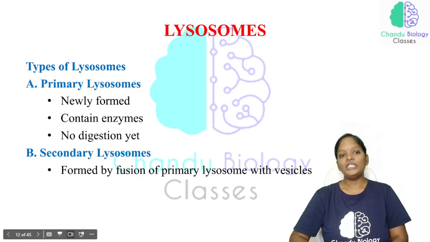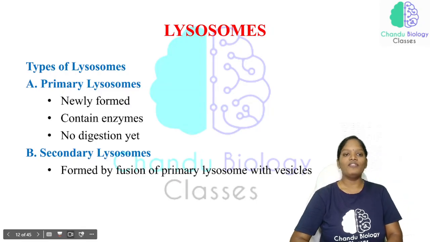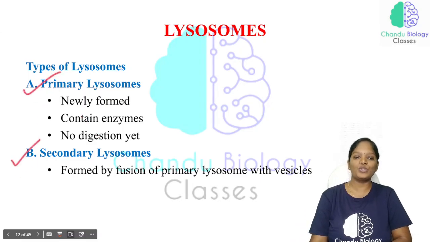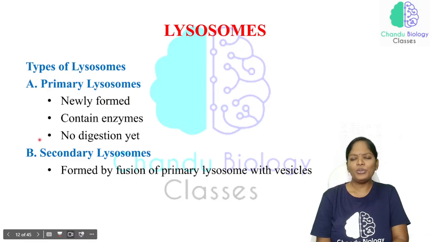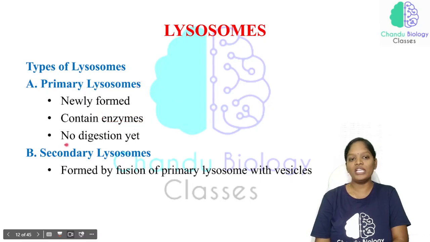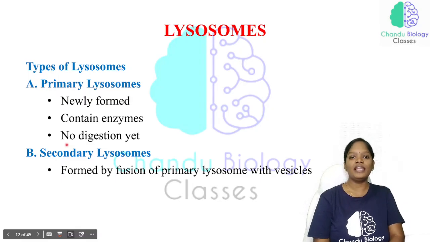Now, we have two different types of lysosomes: the primary lysosome and the secondary lysosome. The primary lysosome is the newly formed lysosome from the Golgi complex. It contains enzymes, but you should know that these enzymes are inactive in primary lysosomes. This is very important. As the enzymes are inactive, there will be no digestion starting in the primary lysosomes.